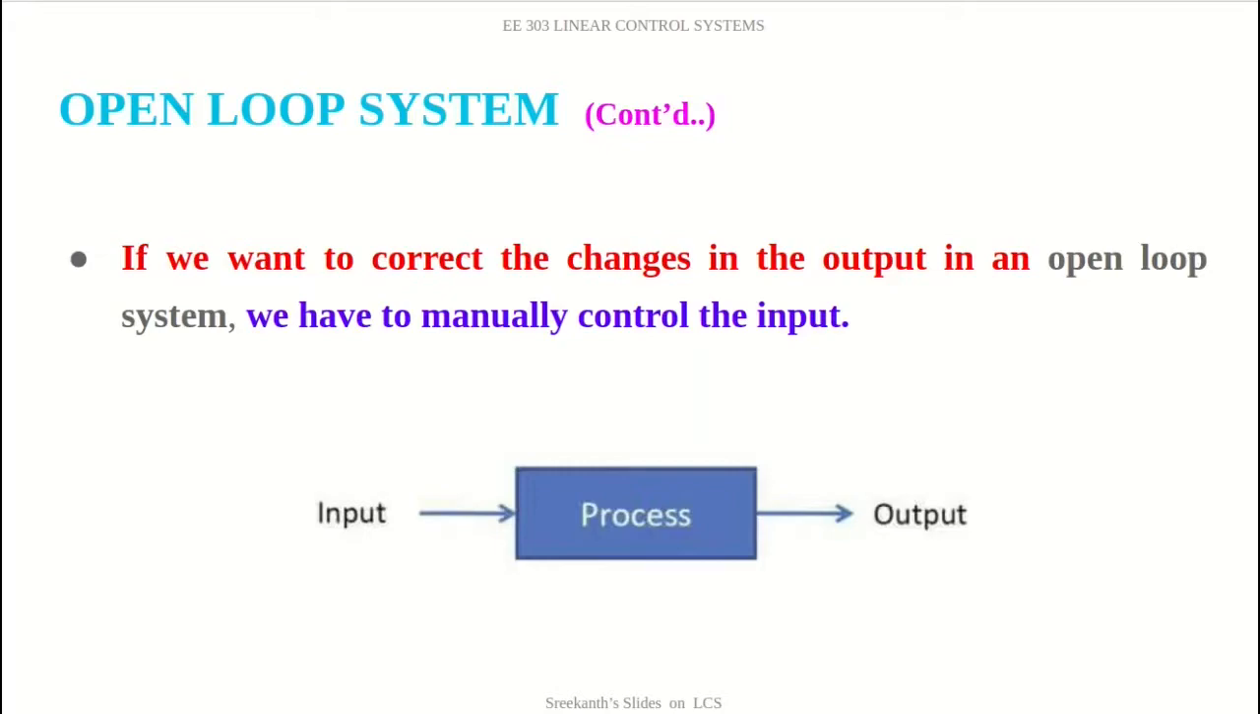So this diagram shows a typical open loop system. You can see that the output has no way to influence the input. We give an input to the process and it produces a corresponding output irrespective of whether the output has been achieved or not.